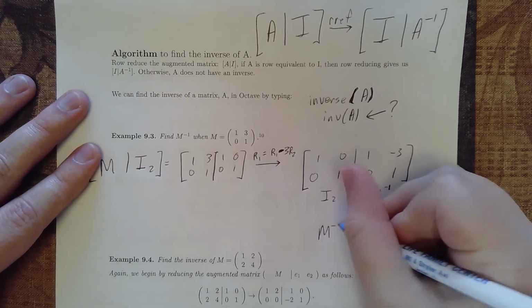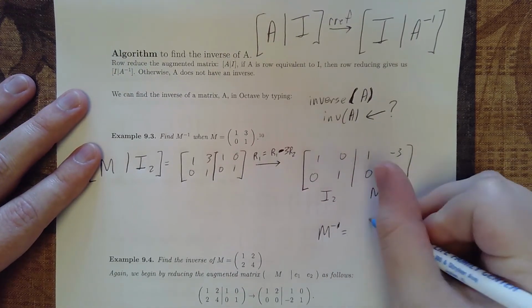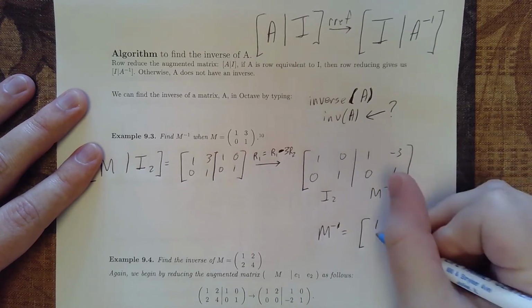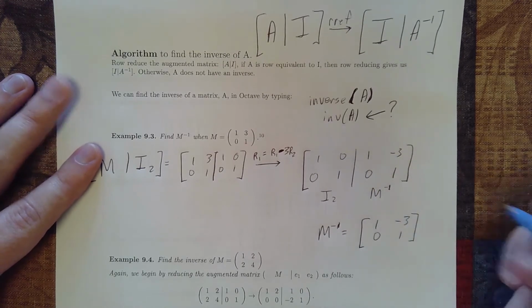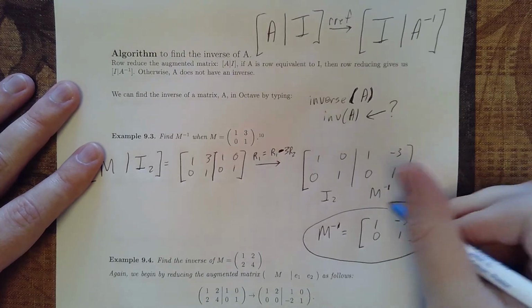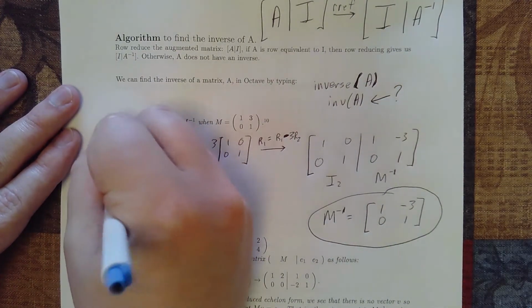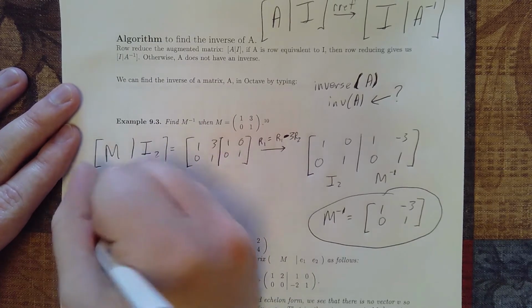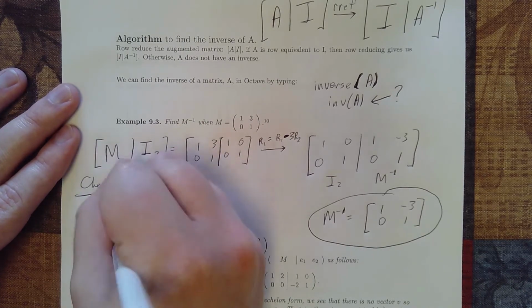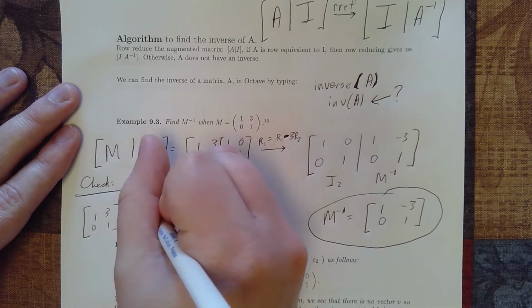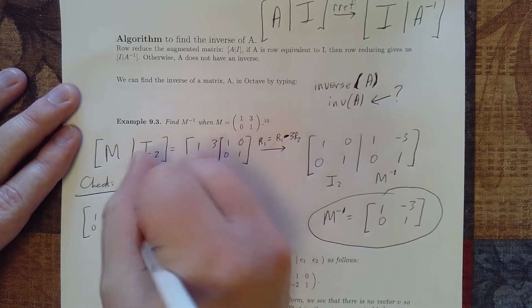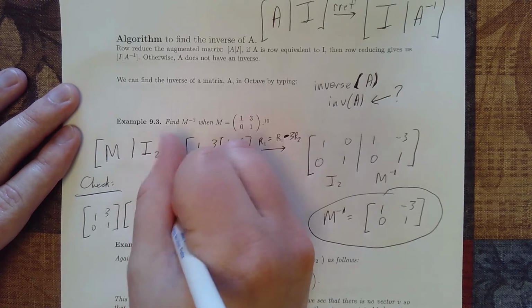So M inverse is going to be [1, -3; 0, 1]. And just in case you wanted to check, you can take the matrix [1, 3; 0, 1] times its inverse [1, -3; 0, 1].